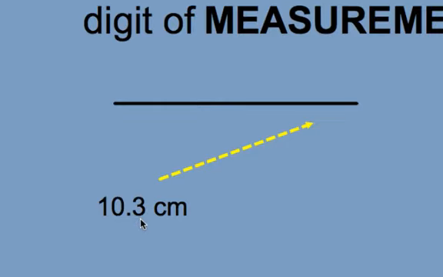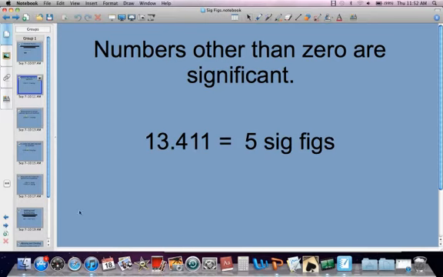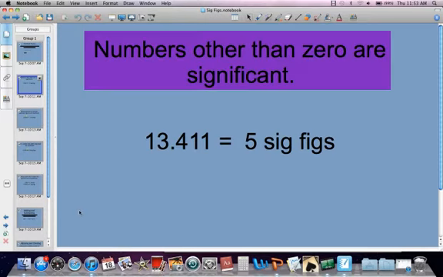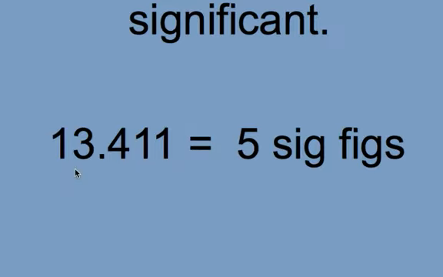So this last number right here is always my guesstimated digit. So the certain digits and the first uncertain digit of the measurement are your sig figs. Okay. Rule number one. Numbers other than 0 are significant. Obviously there's no zeros here, so every single one of these digits is significant. This has 5 sig figs.